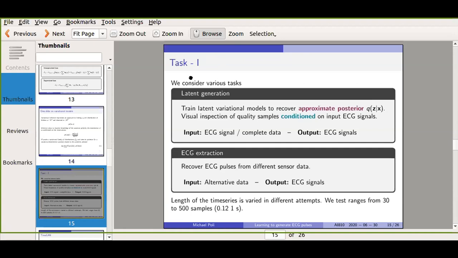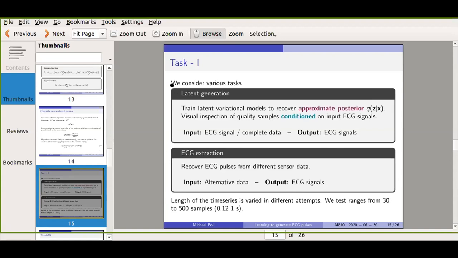So the tasks that we consider are two. First, ECG recovery, where the input is everything else except the ECG. And this is a more traditional machine learning task. We want to output the likely ECG signal by just maximizing log likelihood or minimizing some MSE loss. This is traditional, with training and test set. We use this mostly for expressivity testing, to see if the model can actually learn that type of signal.